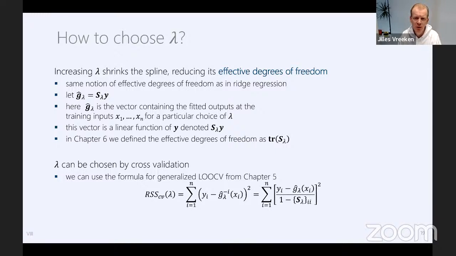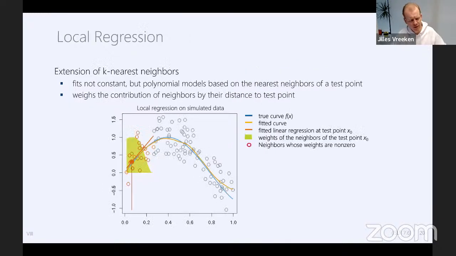A bit sad because I love splines, but there's not so much more to be said here without really diving into the deep end of theory. We don't want to do this here. We are more users or perhaps even abusers of splines. Now, let's go to local regression.